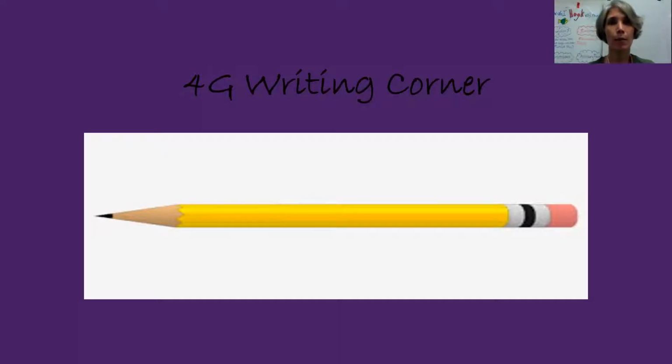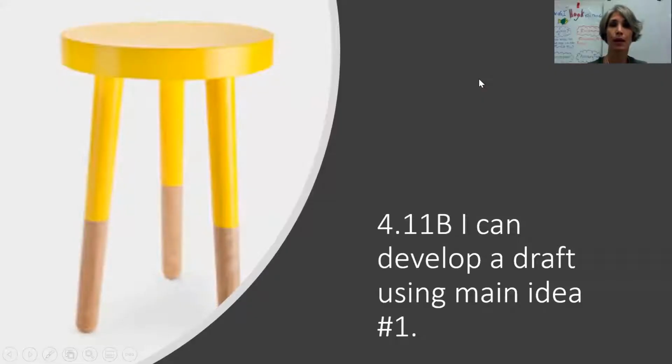Then we went on to develop our introductory paragraph by writing a topic sentence to let our reader know what they were writing about. Now today, we're going to be working on main idea number 1. So we're going to be starting the second paragraph in our writing. And you will see here, we have 4.11b. I can develop a draft using main idea number 1.